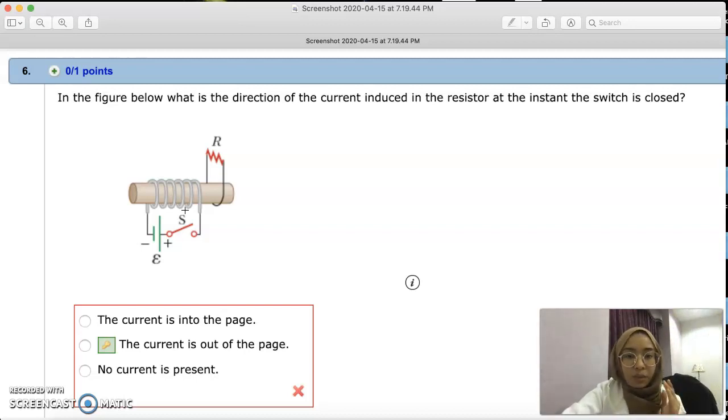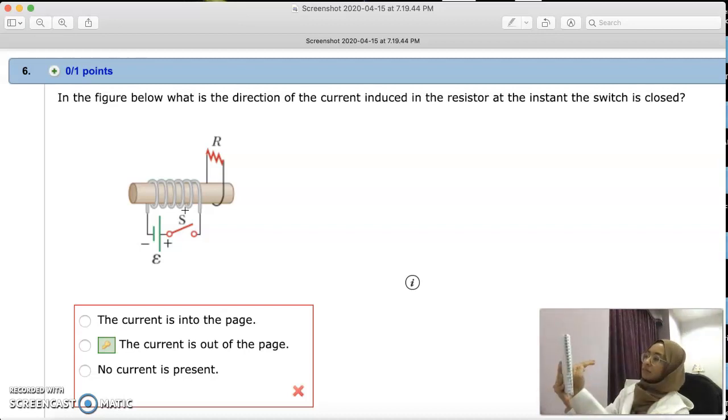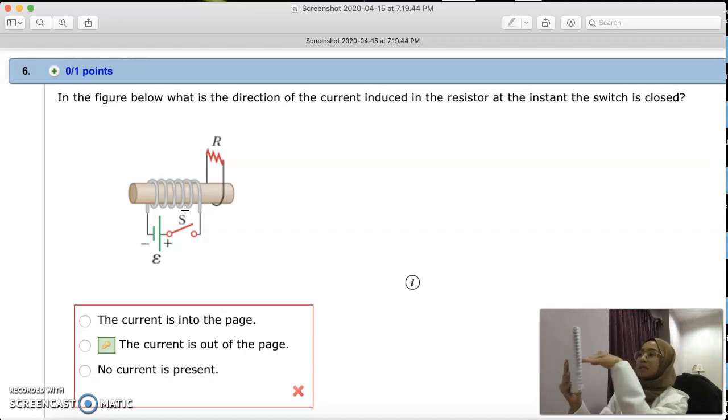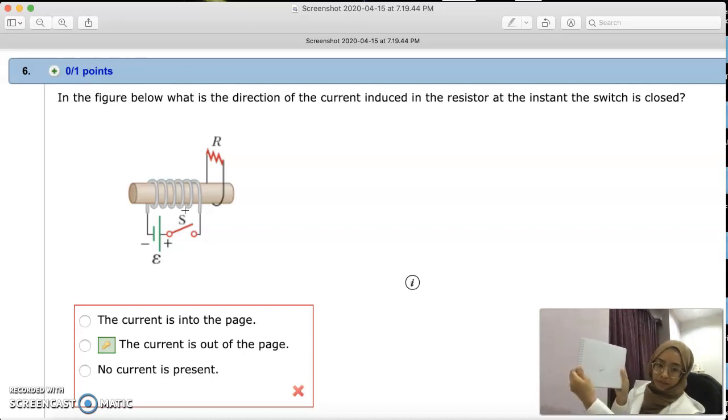What does it mean for the current to be out of the page? I have a page. My current flows towards me. It is going out of the page. If my current is flowing away from me, it is going into the page. Again, I have a page. This is the direction of my current. If my current is going out of the page, it means that the current is flowing, going out. If my current is going into the page, my current is flowing this way.